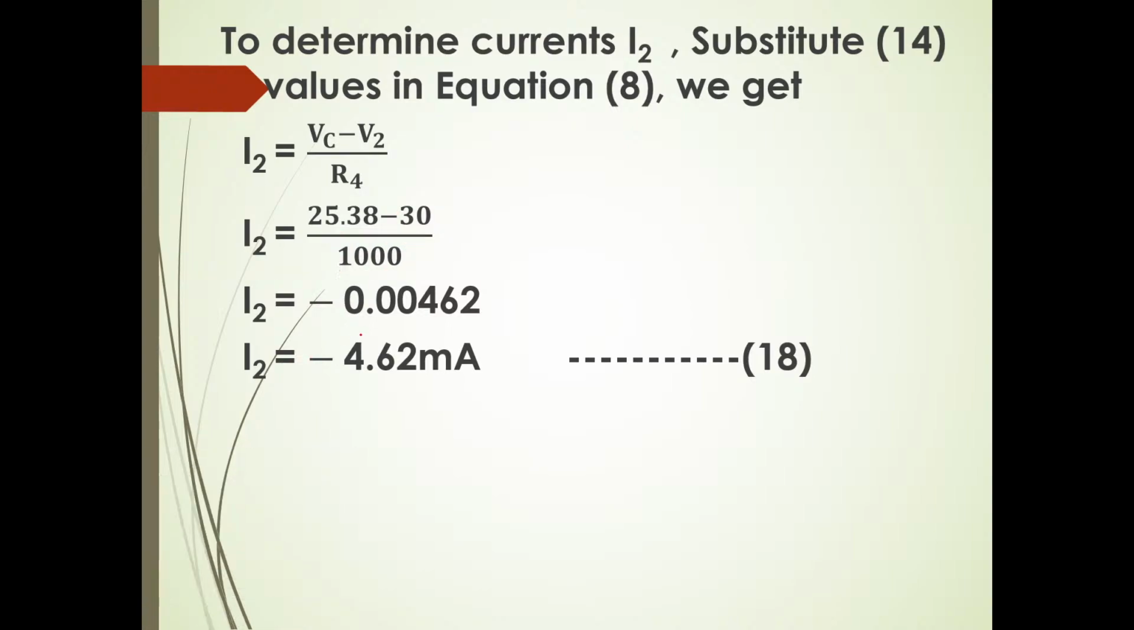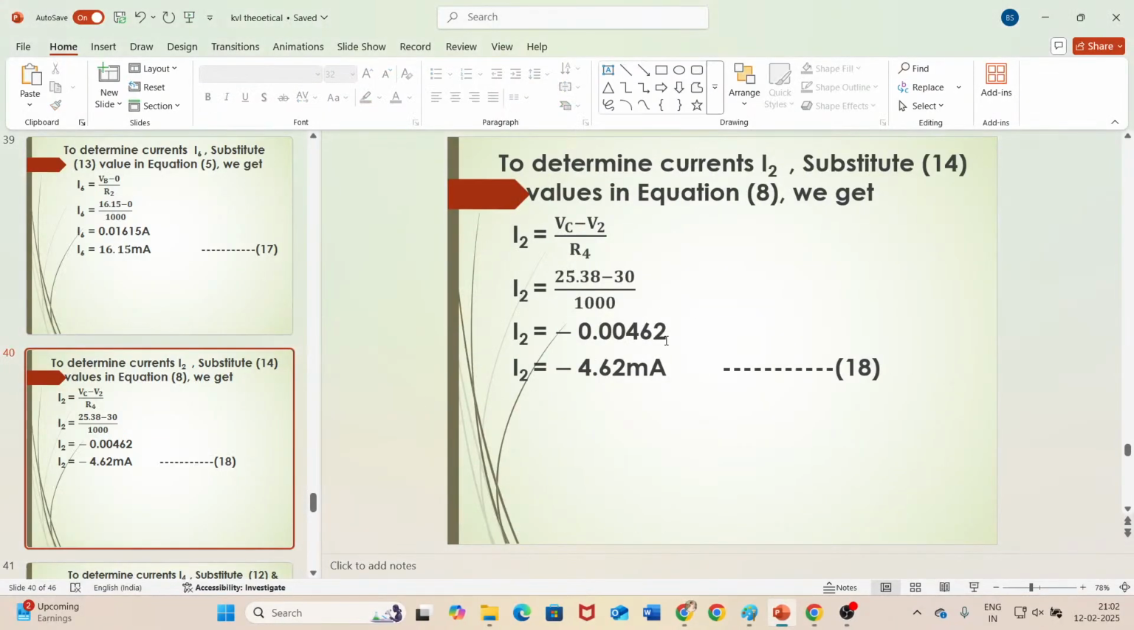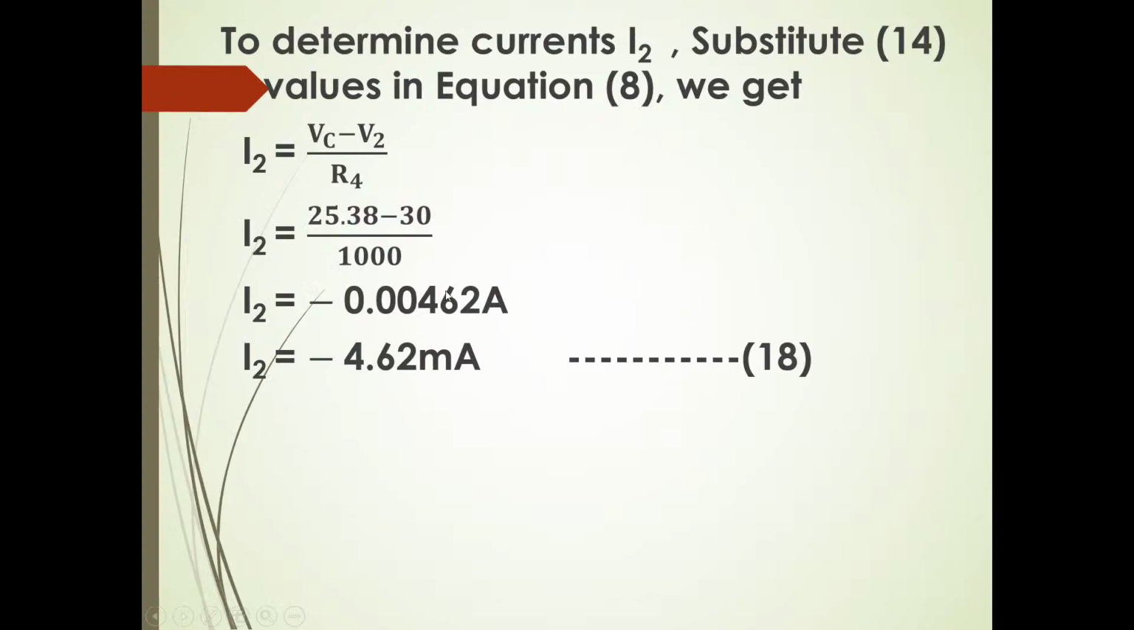Okay, just simplify this. And what do you get? I2 is equal to, once again, I have to end this and I have to write amperes here. I wrote milliamperes, but I did not write amperes. So you just solve it. What do you get for I2? I2 is equal to minus 0.00462 amperes. So you just convert that into milliamperes. What will you get? I2 equal to minus 4.62 milliamperes.